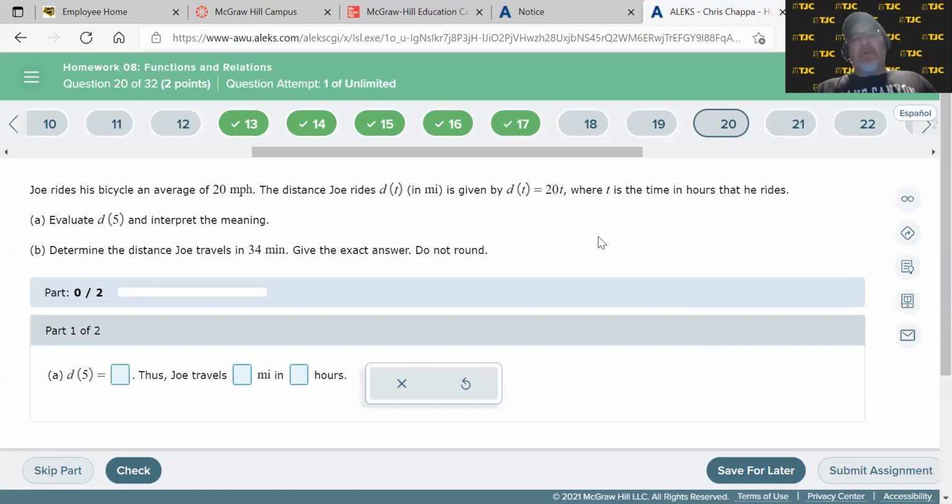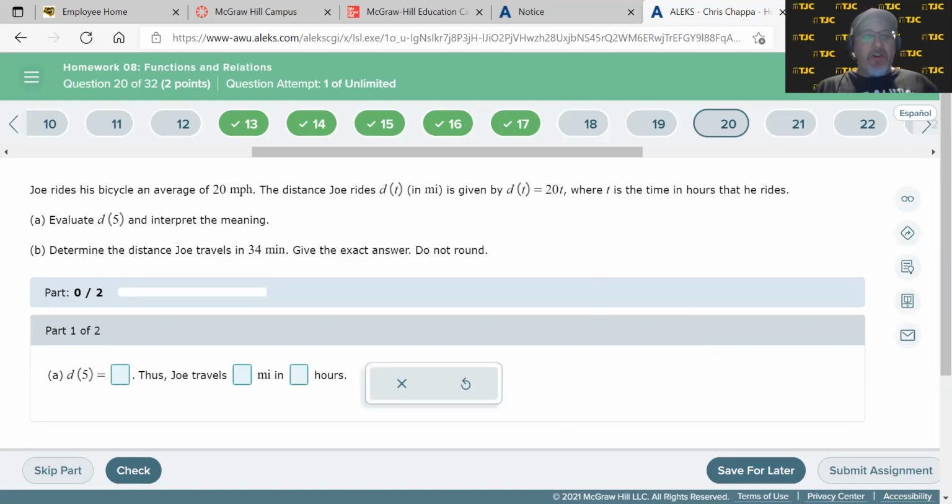Okay, well, this first one is number 20. Joe rides his bicycle on average 20 miles per hour. The distance Joe rides, d of t in miles, is given by d of t equals 20t, where t is the time in hours that he rides. Evaluate d of 5 and interpret the meaning. Determine the distance Joe travels in 34 minutes. Give the exact answer. Do not round.